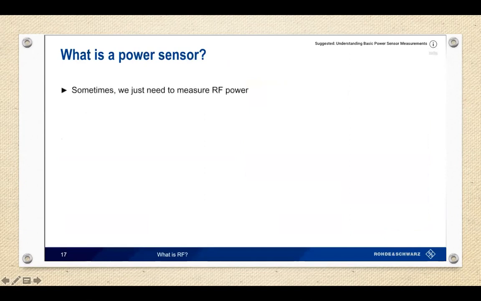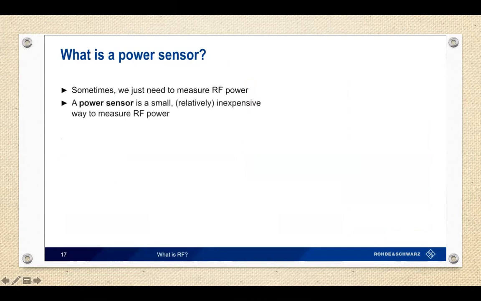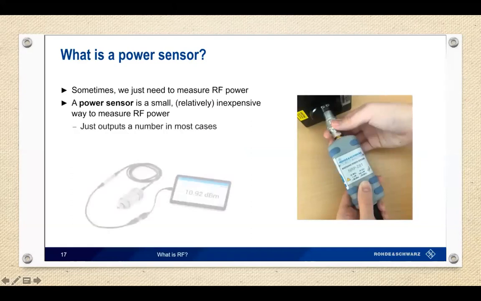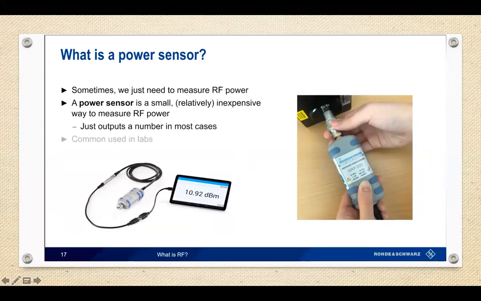Sometimes our goal in RF test and measurement is just to measure RF power. Although spectrum analyzers and VNAs can measure RF power, small, relatively inexpensive instruments called power sensors are often used when all we need is a simple measure of received power. The basic functionality of a power sensor, therefore, is simply reporting a number, such as 10.92 dBm. Power sensors may not be as sophisticated as the other instruments we mentioned, but they're very widely used in the RF world and can be easily found in most RF labs.